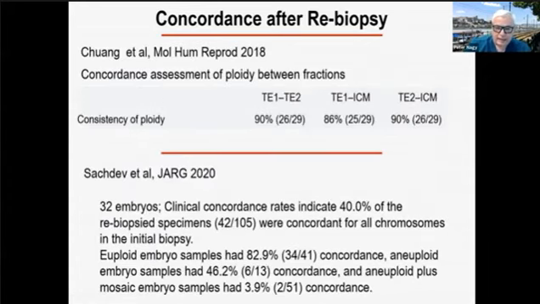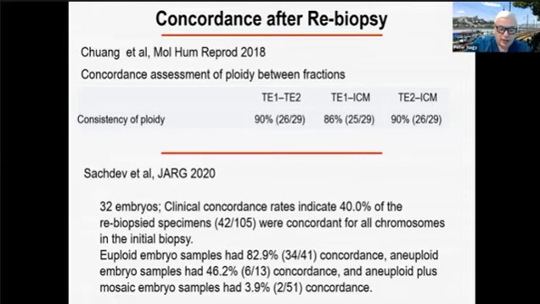And there are a few published studies about the same concordance question after rebiopsy. One is from Chang and colleagues in Molecular Human Reproduction from 2018, where they looked at two trophectoderm biopsies matching, which was 90%, then the TE1 versus the ICM, which was an 86% match, and the TE2 with the ICM, which was 90%. So their finding is somewhat similar to ours.